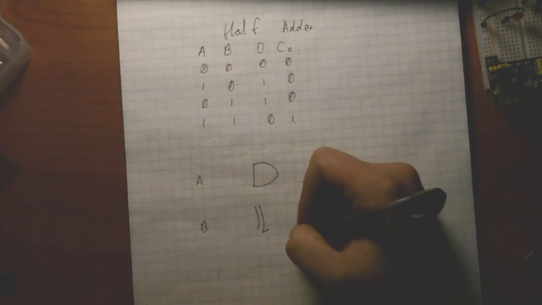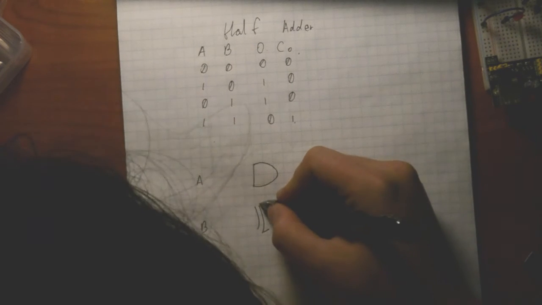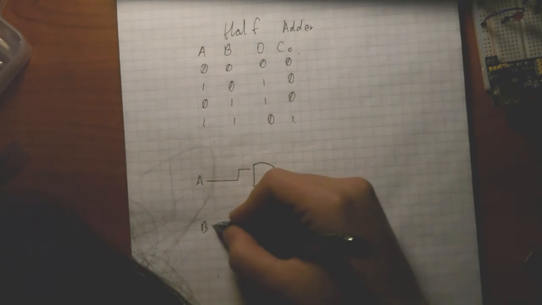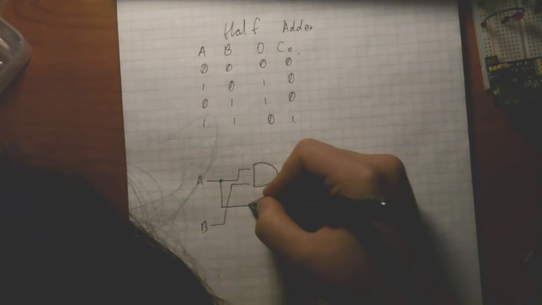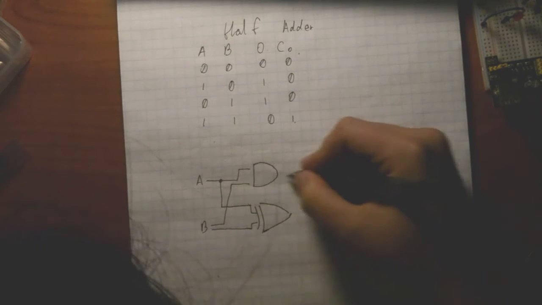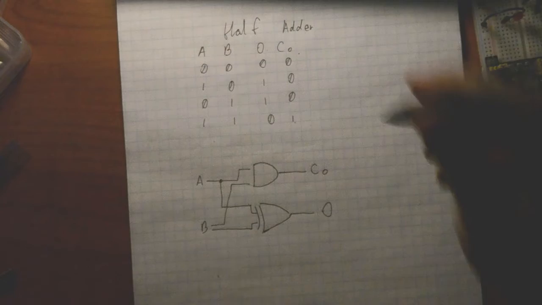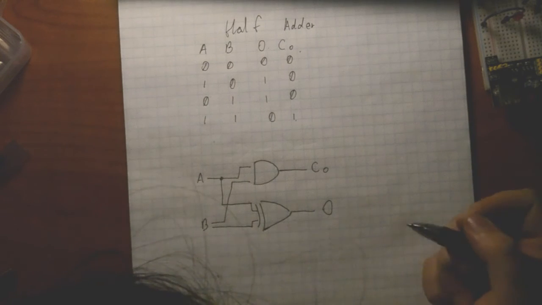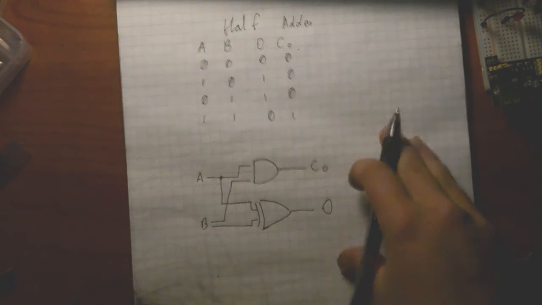Which I'm trying to draw correctly because I always get it wrong. Something like this. Then all you need to do is take the inputs and then this can be the carry out, this can be the output. So when you combine these two, the truth tables of the AND gate and the XOR gate together, you do get a half adder. So I will build the half adder first and be right back.